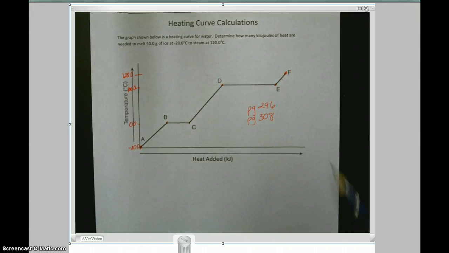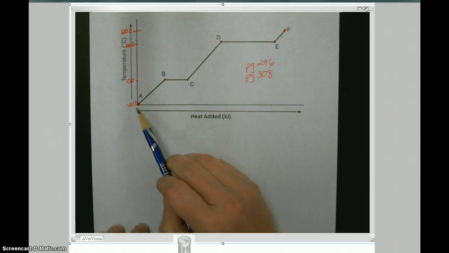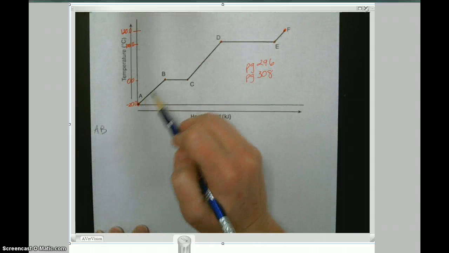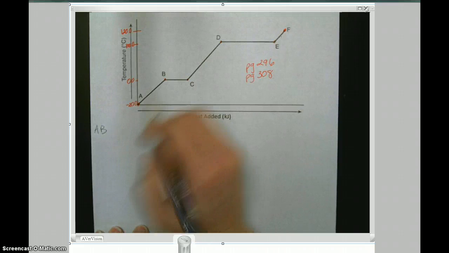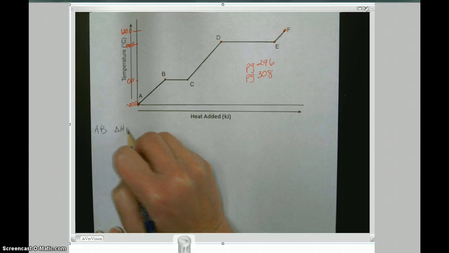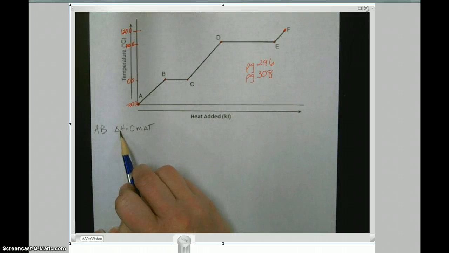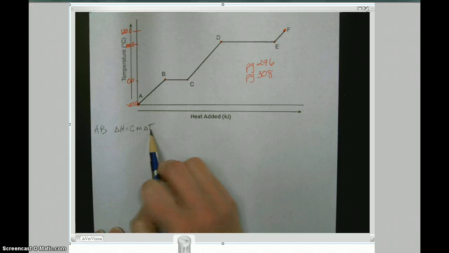All right. Now, you're going to need these 2 pages in the textbook to look at the charts for the constants we're going to be using for our calculations. Okay, so to begin, we're going to look at this first little section, AB. Now, in AB, the temperature is increasing by 20 degrees Celsius. So when the temperature increases, we use the formula delta H equals Cm delta T. So we're trying to find the heat involved in that temperature change. So we want the specific heat of ice, the mass of ice, and the change in temperature of the ice.